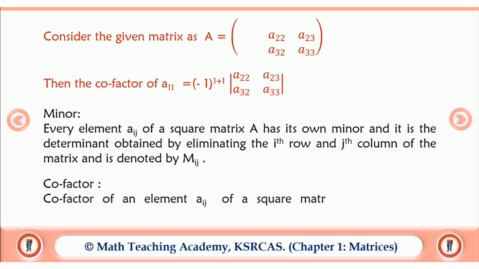The cofactor of an element Aij of a square matrix A is defined as Cij equal to (-1)^(i+j) times Mij.